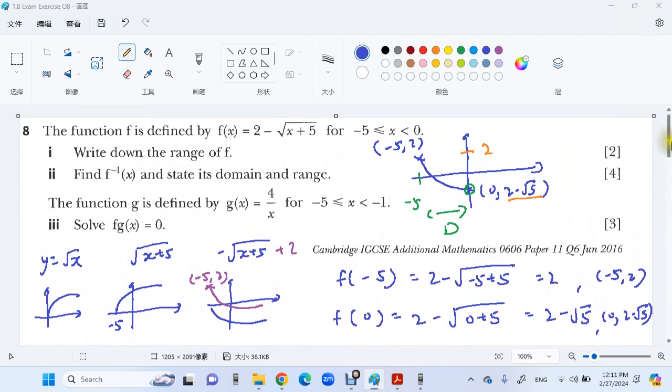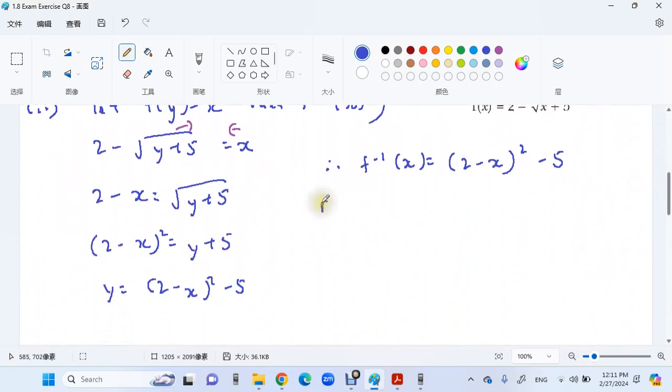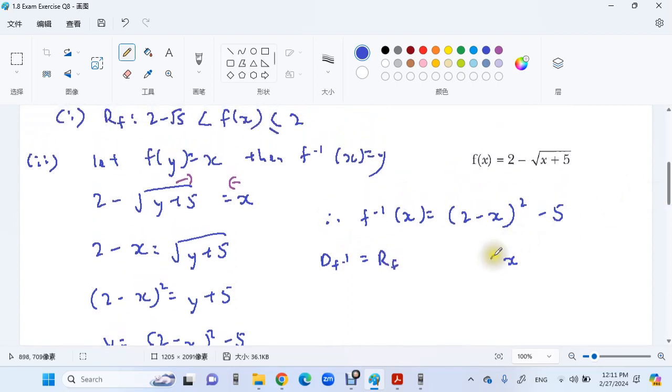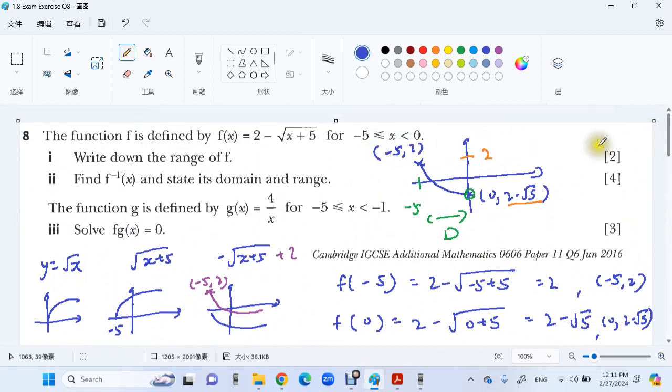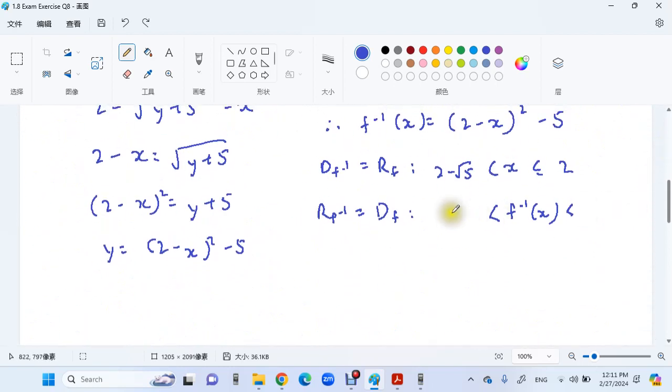So the f inverse of x will be (2 minus x) squared minus 5. Okay. So we know that the domain for f inverse is equal to the range for f. So x is between 2 minus square root 5 and 2. And the range for f inverse is equal to the domain for f. So we have f inverse of x between, wait, this is -5 and 0. So -5 and 0. Okay.